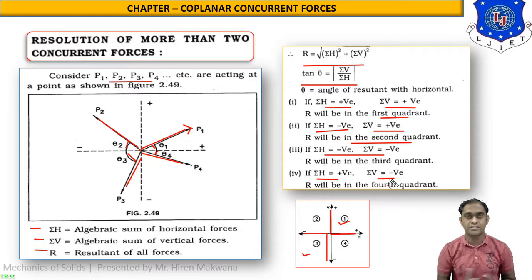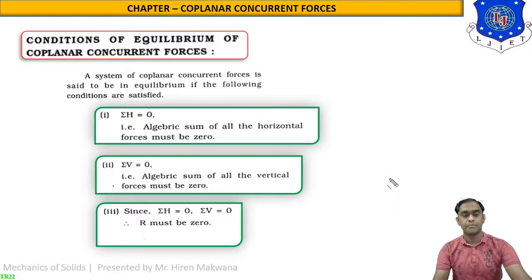So you have to practice these basic fundamentals. Let us go ahead. We will start some numericals and find some angles, resultants, sigma H and sigma V, and finally we will locate the resultant like in the last figure. So let us start with numerical number 1. Before that, we just discussed the condition of equilibrium of coplanar concurrent forces.